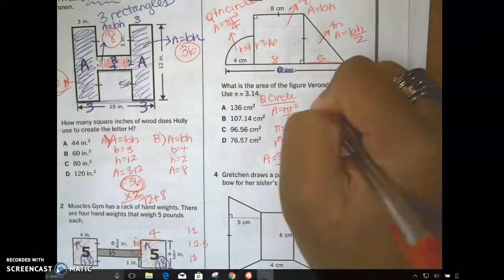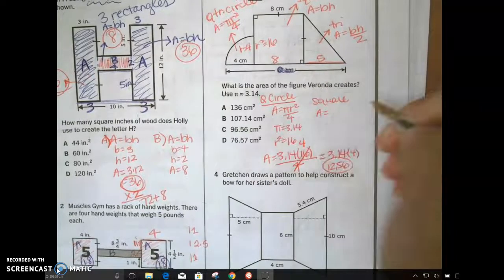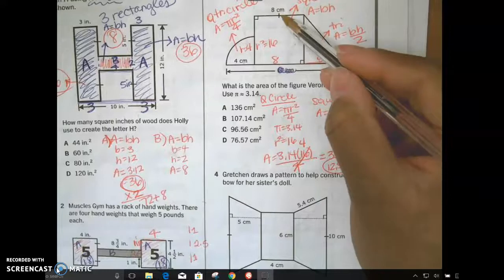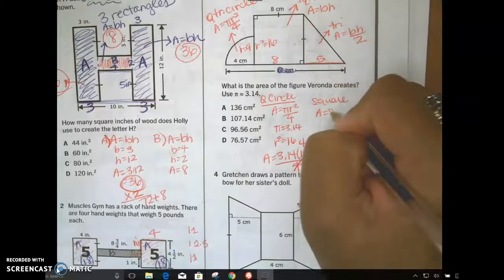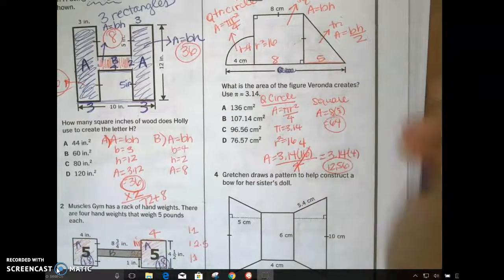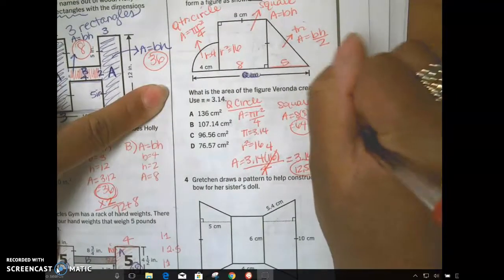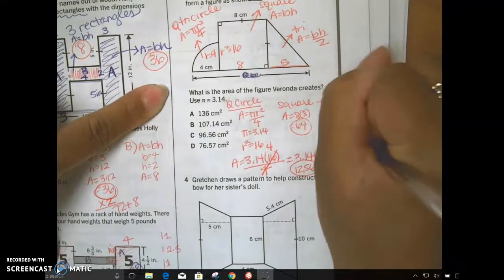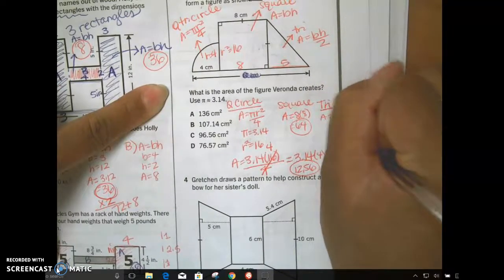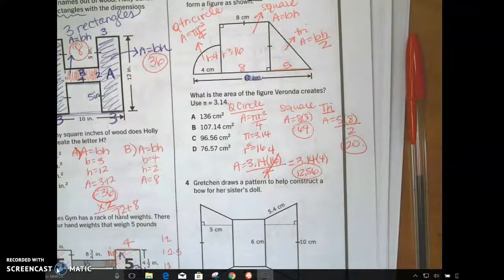My square, what's the area? Who times who? 8 times 8, which is what? 64. And then my triangle is how much? Base times height divided by 2. What's 5 times 8? 40 divided by 2. 20. What do I do with these 3 numbers? Add them. Get ready to go. Great work, y'all.